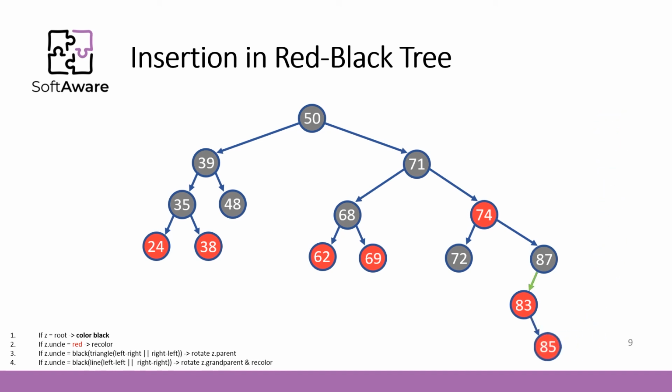We have a left-right case, and we have a black null uncle, which is located at the right pointer of node 87. So we rotate Z's parent. We don't finish here, because now we have scenario number 4, where we need to rotate Z's grandparent and do recoloring.